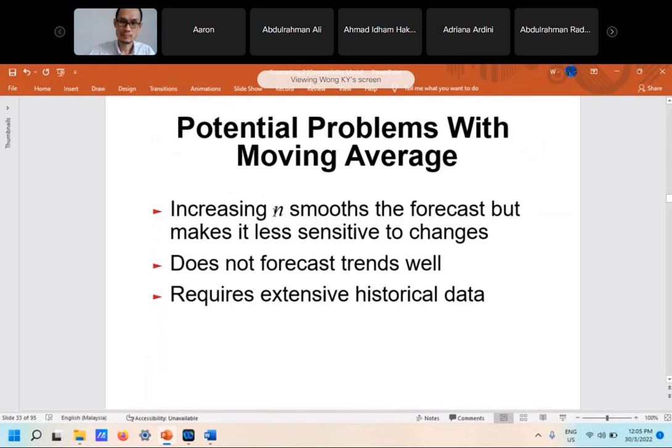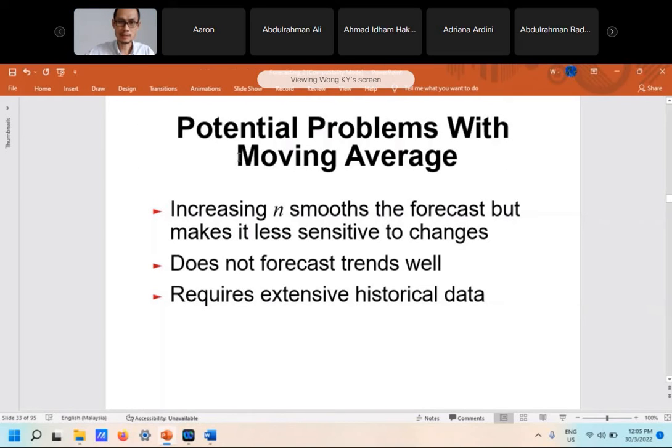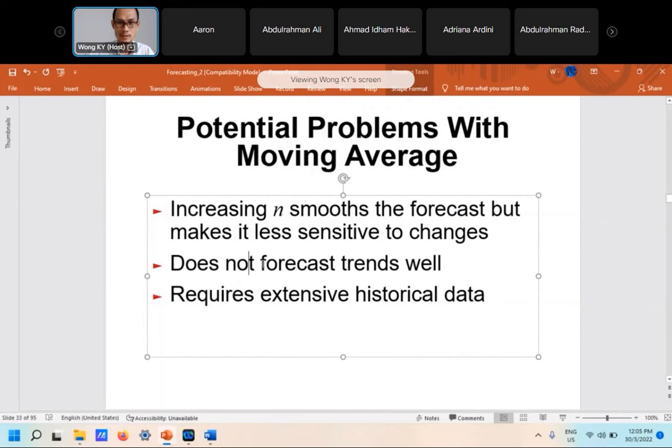Now, if n is too big, let's say you set n equals to 6, 7, then it may smooth the forecast, but it will make it less sensitive to changes. And if n is smaller, then it's more sensitive to changes. So there's no exact way to set n. It all depends on the person who wants to forecast the demand. Generally, this method does not forecast trends very well because it fails to take into account trends. And this method requires a lot of data, as you have seen just now. You need a lot of historical data in order to do the forecasting.